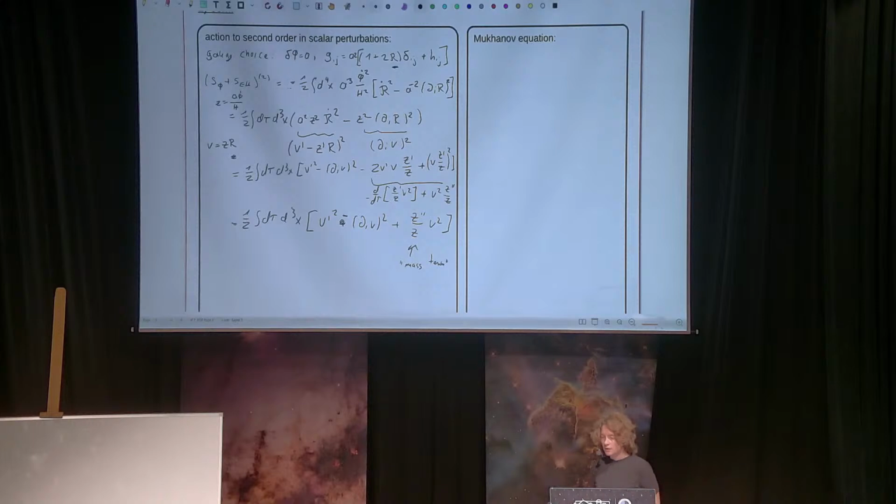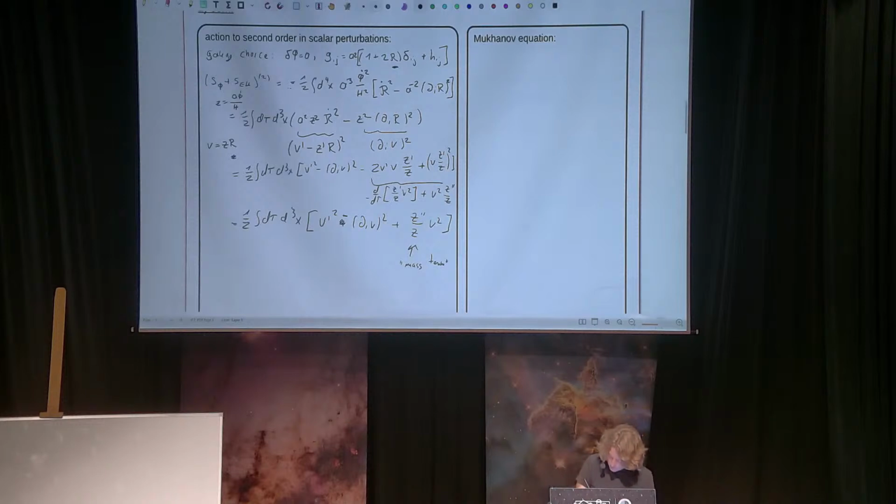Okay, so now we have the action at second order in our perturbation. Now we can do Euler-Lagrange to get the equation of motion. And we're going to make our life a little bit easier, since this is a linear theory. I can always go to Fourier space, in which case the gradient just becomes a factor k², and we don't have to worry about this. Then we really just have an ODE in time.